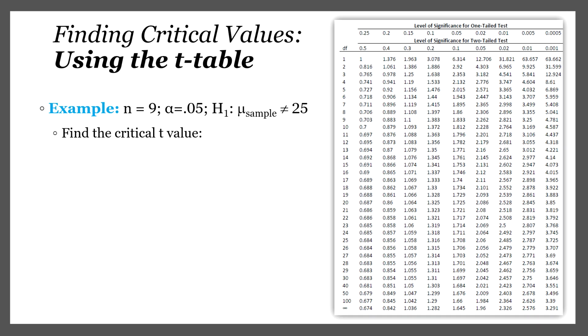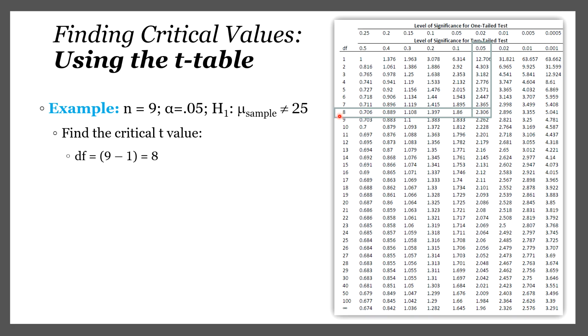Okay, so just one more example here. Suppose we have a sample size of 9. Our alpha is 0.05. The alternative hypothesis is mu of sample is not equal to 25. That implies a two-tailed test. And we want to find the critical value. So our degrees of freedom is going to be n minus 1. So 9 minus 1 is 8.